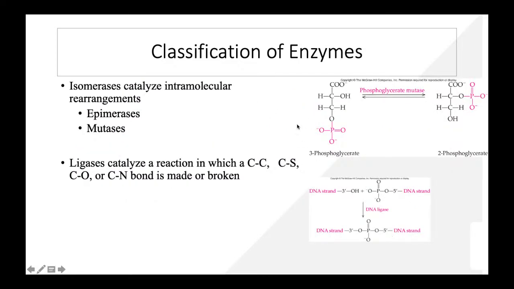Then isomerases are known for making intramolecular rearrangements, like epimerases and mutases. In this case, with phosphoglycerate mutase, the phosphate will move from this oxygen to the second carbon atom, making 3-phosphoglycerate into 2-phosphoglycerate. Then ligases catalyze reactions in which C-S, C-O, C-N bonds are made or broken. So we have a DNA strand with a hydroxyl group and another with a phosphate group, and both different DNA strands are attached to each other.